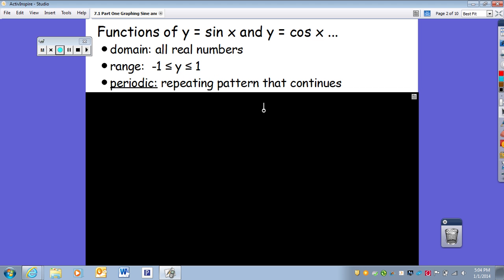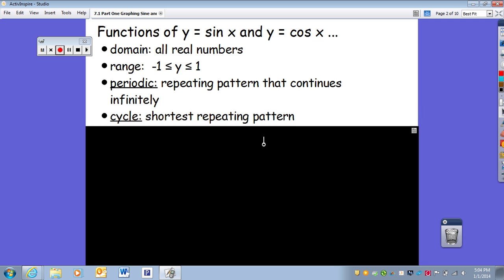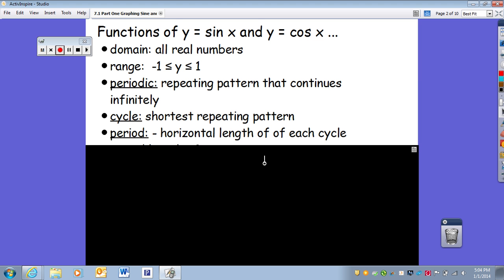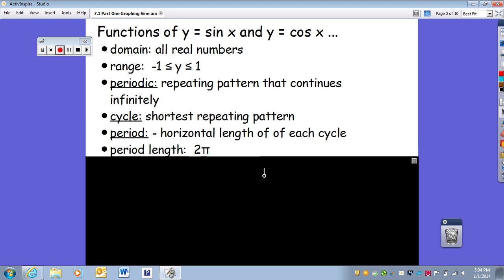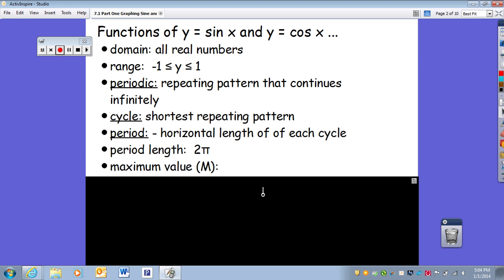Remember that sine and cosine functions are periodic, which means that they have a repeating pattern that continues infinitely. The cycle is the shortest repeating pattern, and the period is the length of each cycle. For the very basic sine and cosine functions, the period is 2 pi if we're measuring in radians.